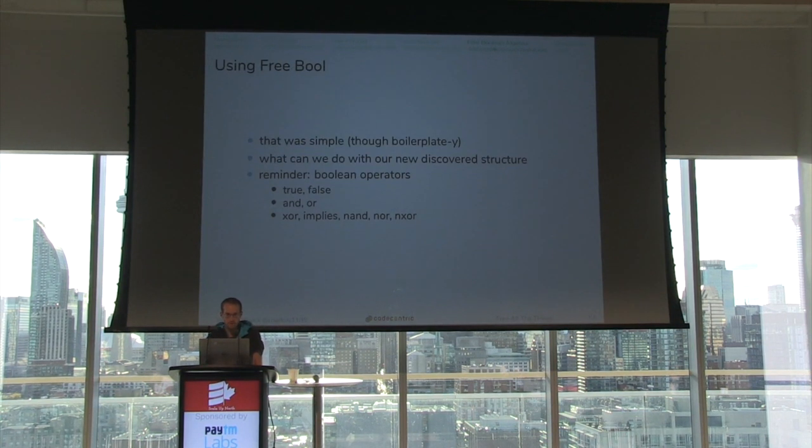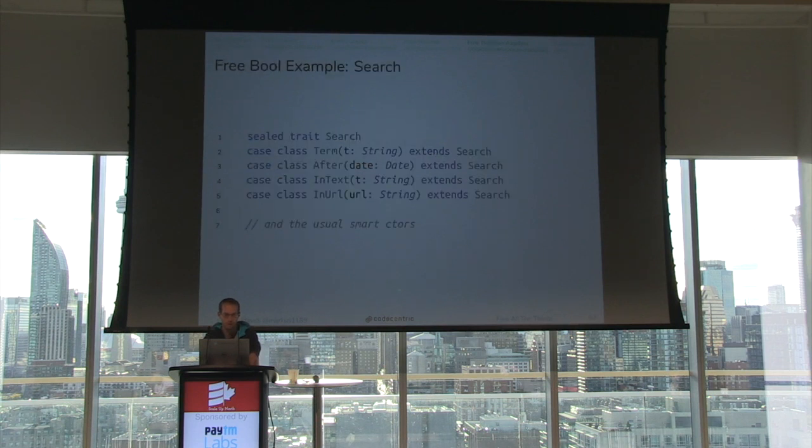Okay, so this was basically all that we needed to free Boolean algebras. That was pretty simple, also boilerplatey. So what can we do with our discovered structure? As a reminder, we can use any Boolean operations. So we can use true, false, and, or, and also derived operations like XOR, implies, NAND, NOR, and so on and so forth, whatever you can derive from a Boolean algebra.